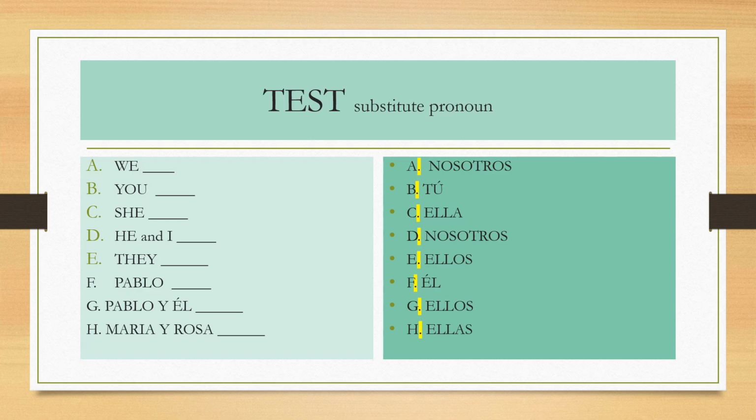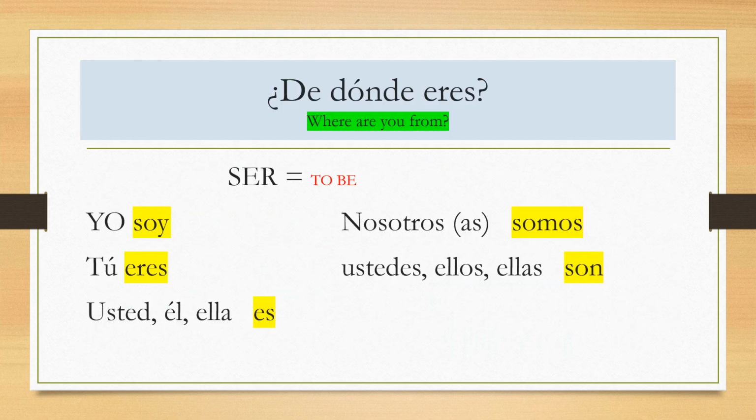Very good. Now let's look at the verb ser, which is to be. One of the most popular verbs in Spanish and in English as well. And you need this verb to answer the question, ¿De dónde eres? ¿De dónde eres? When you respond, you have to use the verb ser.